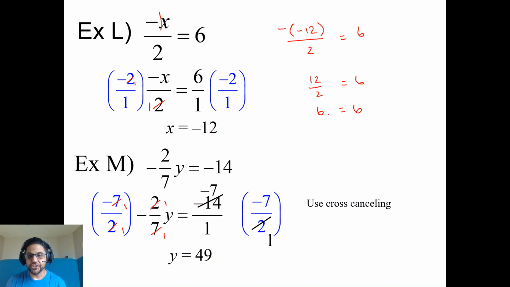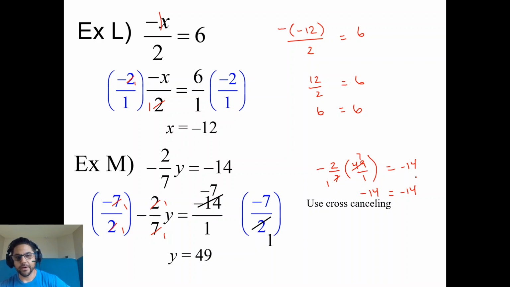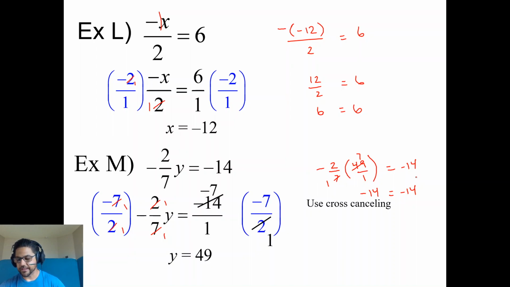Excellent. If you were to check it, it would look like this. Negative 2 over 7. Y is 49. You can write it as 49 over 1 is equal to negative 14. Cross canceling, 7 becomes a 1, 49 becomes a 7. Negative 2 times 7 is negative 14. Again, the checking is really designed for when the problems get a little bit more advanced. Hey, look at that. We are done.